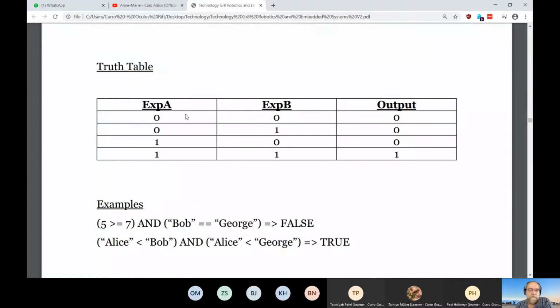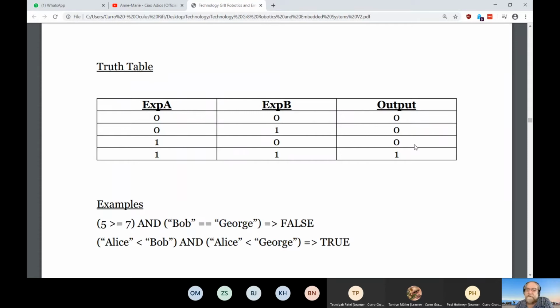Either they can both be false, both be 0, or expression A is false and expression B is true, or expression A is true and B is false, or A is true and B is true. So there are 2 to the power of however many expressions we've got. That's how many options we've got. And we saw that when we were doing binary numbers. If we had 2 binary digits, there were 4 possibilities. If there are 3 binary digits, there are 8 possibilities. It would be the same here. If we had expression C, there would be 8 possibilities, not 4.